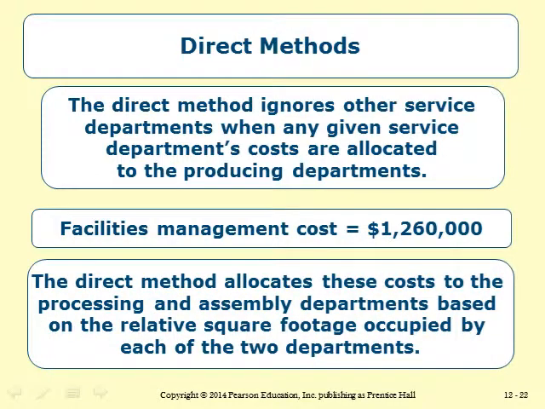So under the direct method, we ignore other service departments when any given service department's costs are allocated to the revenue-producing or operating departments. The step-down method recognizes that some service departments support the activities in other service departments, as well as those in production departments.